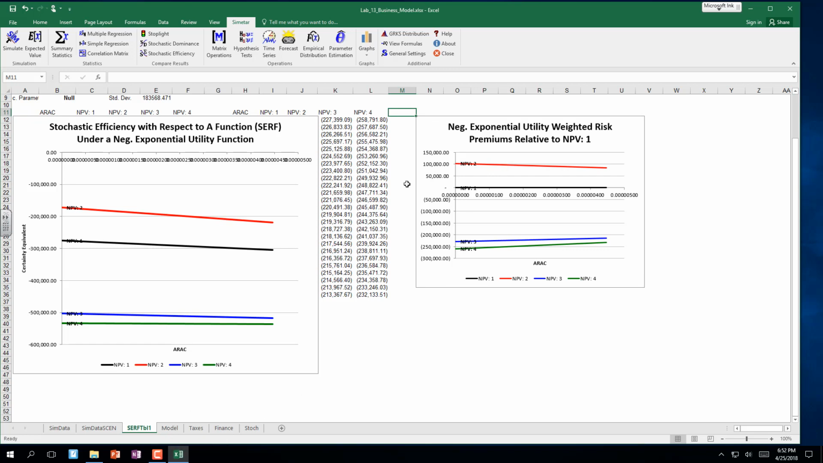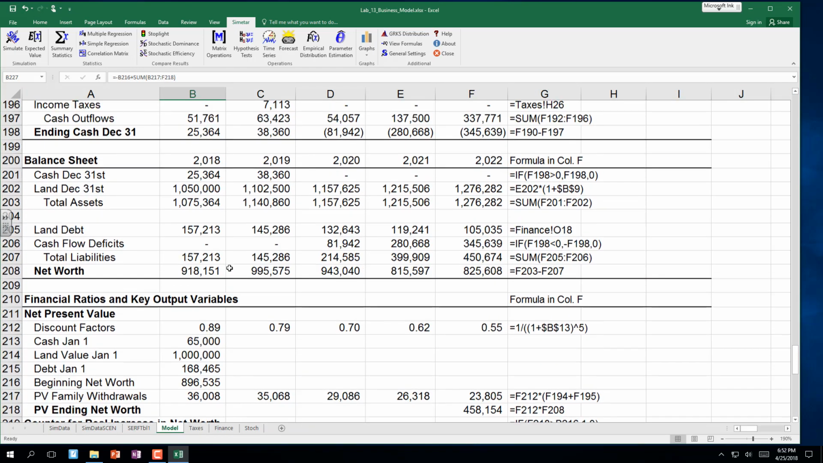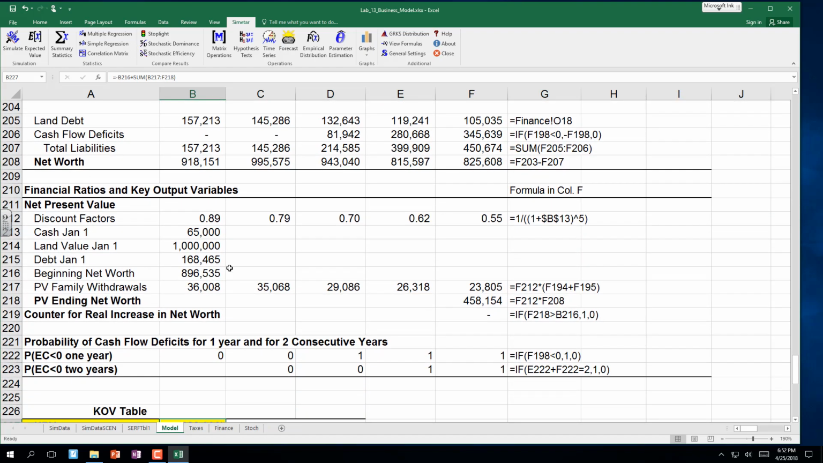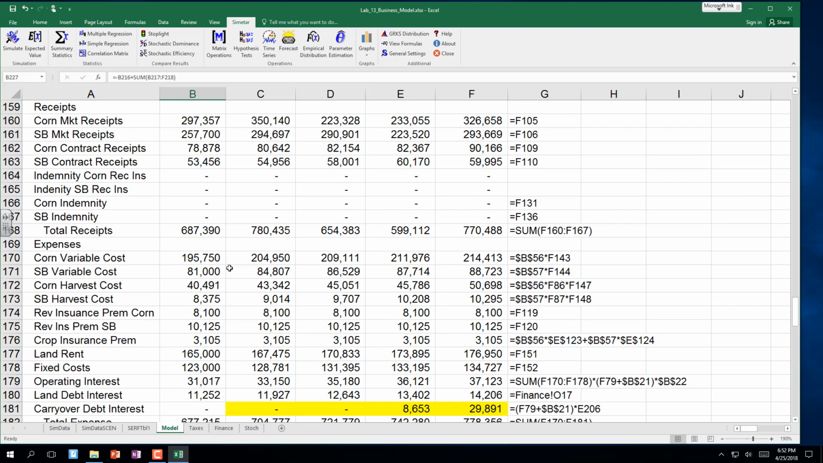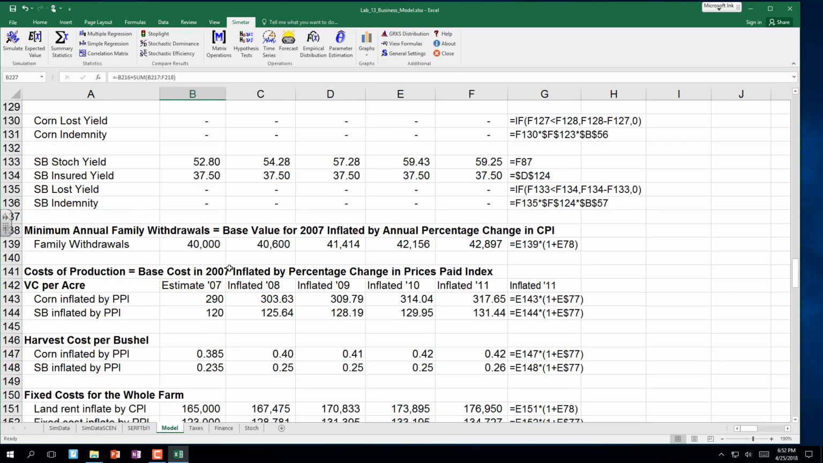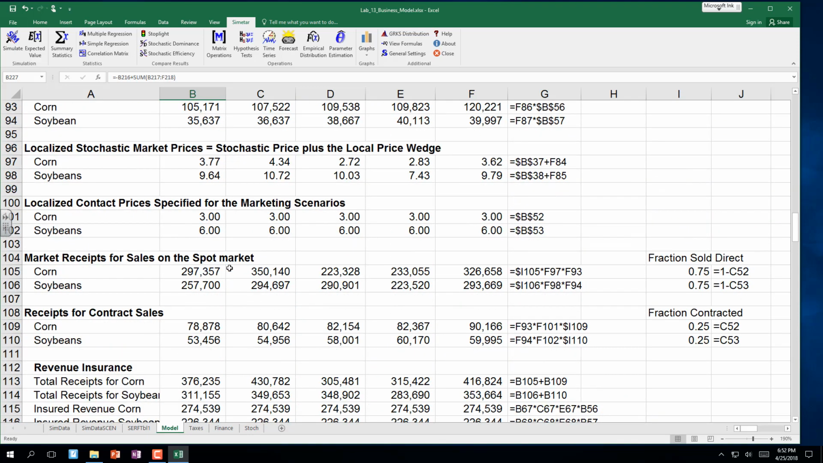Okay, so this is what it amounts to. Okay? We've basically gone through and played with the model. We've tweaked it a little bit here and there. We've gone through one revenue insurance. We haven't done this class. And we did contract sales. We haven't done this class.